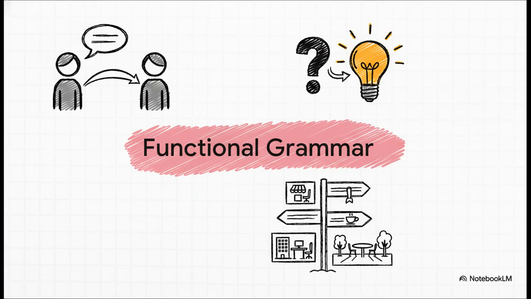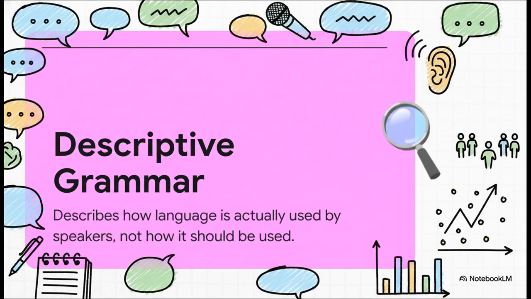For instance, why would you choose to say, I've been to Paris, instead of I went to Paris? There's a reason, a functional difference in meaning. The whole goal is to build real, practical skills for communicating effectively. And now we circle back to that other side of the coin we talked about earlier.